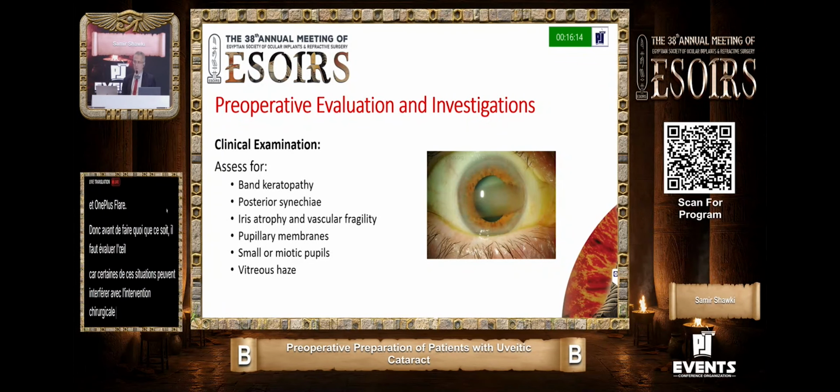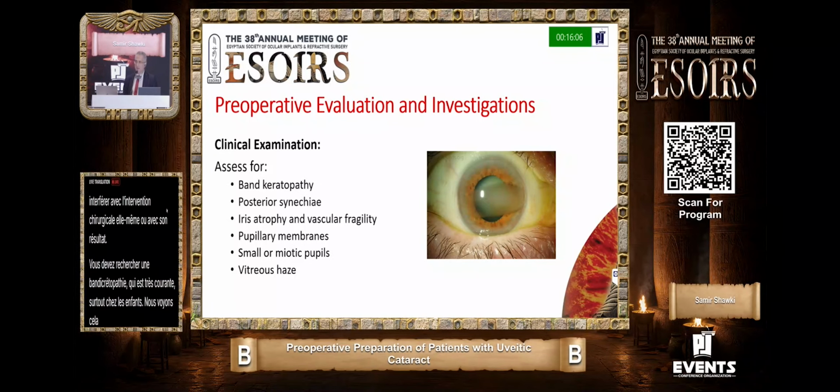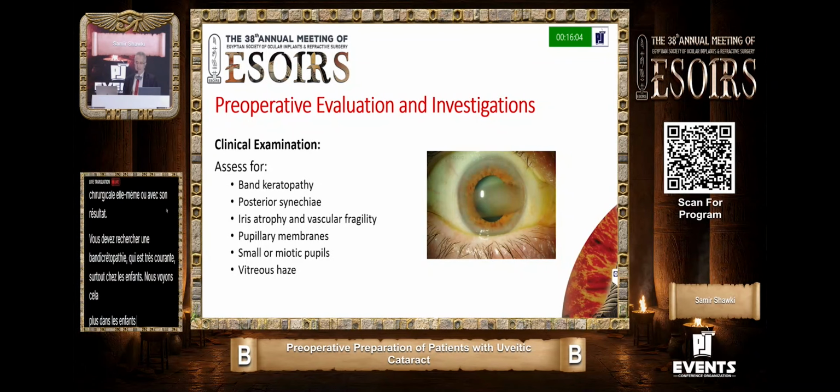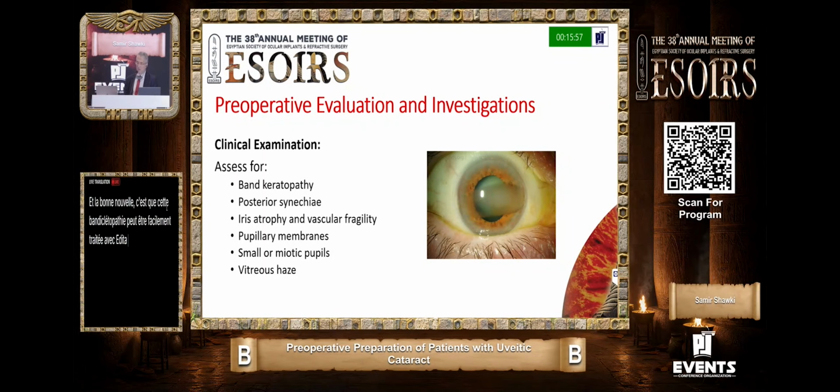You have to assess for band keratopathy, which is very common, especially in children. We are seeing this more in children with JIA. The good thing is that this band keratopathy can be easily treated with EDTA, and it is available, because if you don't treat it well, you will not be able to see well during your cataract surgery.